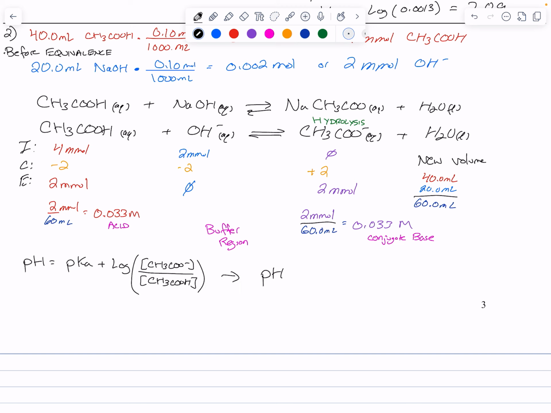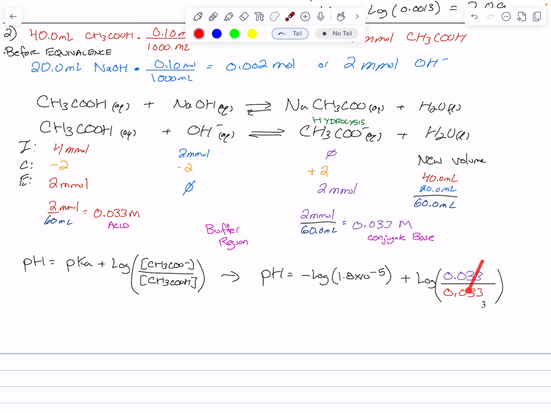So our pH would equal the negative log of our Ka of 1.8 times 10 to the negative 5 plus the log. Well, we have 0.033 all over 0.033. This is 1. The log of 1 is 0. So the pH is just equal to the negative log of 1.8 times 10 to the negative 5, which is 4.74, right?